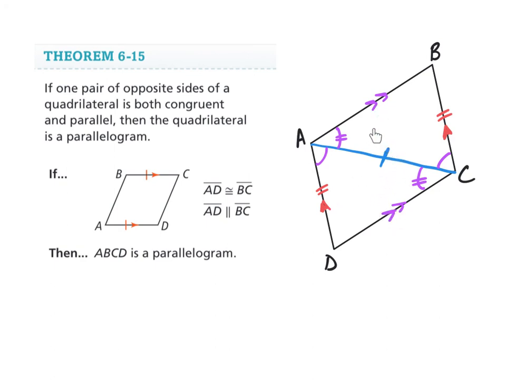So those are our 5 different ways that we can prove that a quadrilateral is a parallelogram. 4 of them are based on converses of previously learned theorems, and then we have this final one here that's a bit of a new one, saying, hey, if we know 2 things about one pair of opposite sides, we can prove that this shape must be a parallelogram.